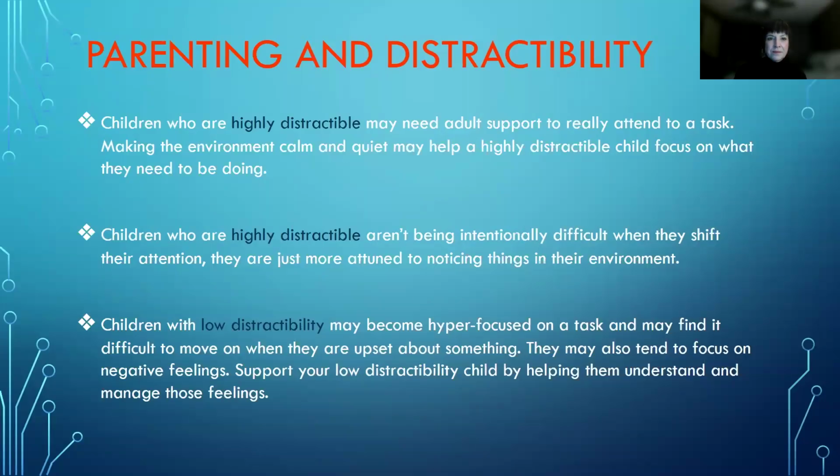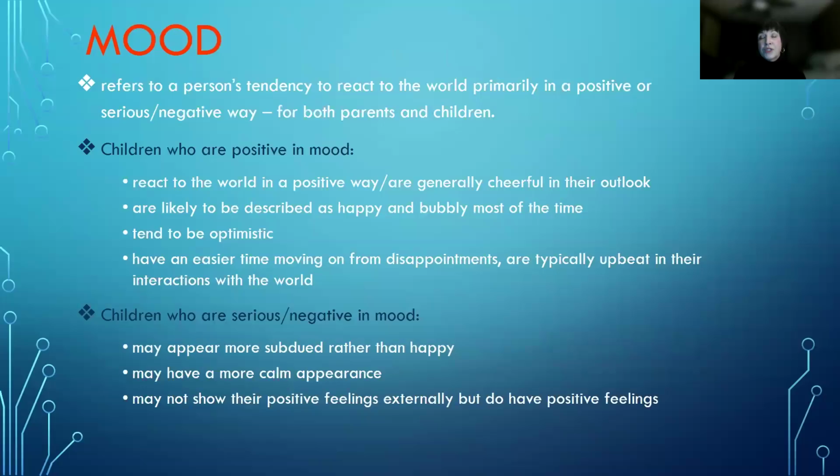Next is mood, which is an interesting thing to be included in temperament, because temperament impacts everything, but I was glad to see mood included. It refers to a person's tendency to be positive or negative, kind of that half full, half empty sort of situation for both parents and children. Children who are positive react in a positive way, of course, because that's what we're talking about. They are generally cheerful. They seem to be happy and bubbly, and that's how they're described by others. They tend to be that half full person. The glass is half full. They're optimistic, and they can become disappointed, but they seem to have an easier way to move on from disappointment.